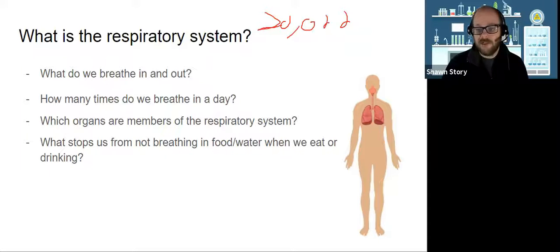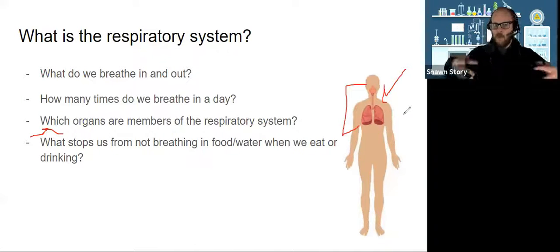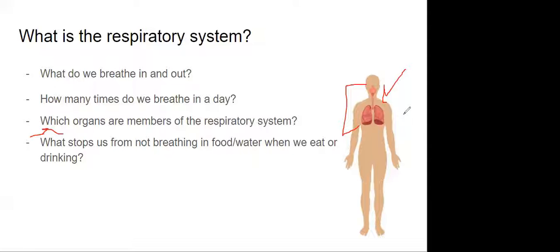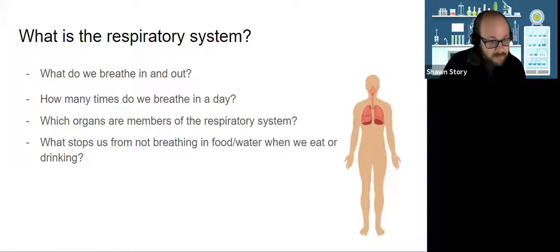All right, well, we'll watch a video that'll answer that question. Which organs are a member of our respiratory system? What do we see here in the picture? What do we got? Lungs. Yep, our lungs are the big one. We'll look at all those different parts there. And what stops us from, we already looked at that, the epiglottis. All right, so let's watch our video.